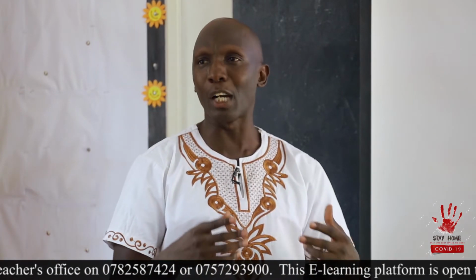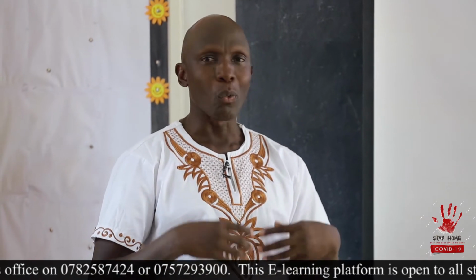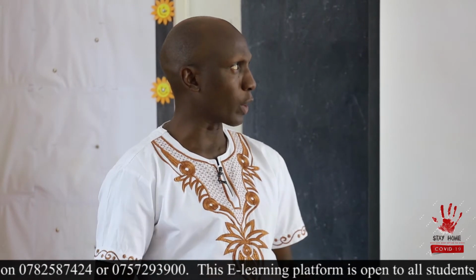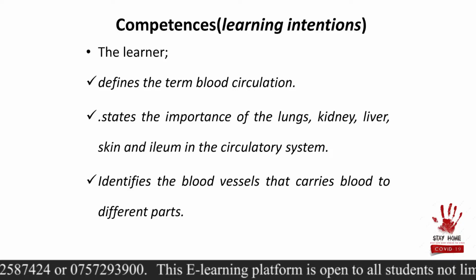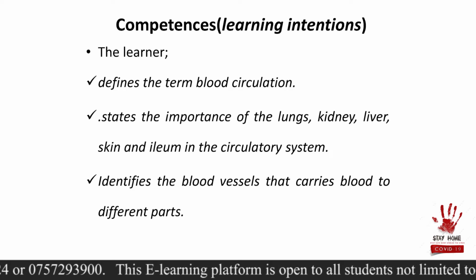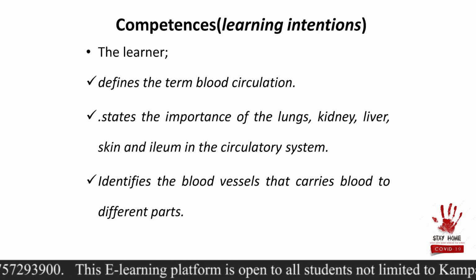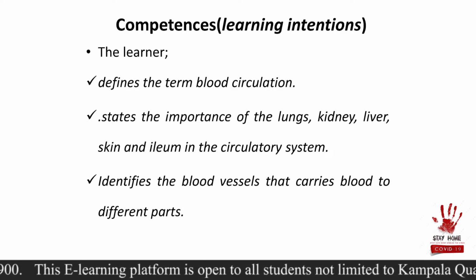So today, children, we are looking at how the blood saturates around the entire body. Last time we were only looking at the heart. Now we want to see where does the blood go? Which blood vessel takes blood where? This is what we are going to look at. So by the end of the day, we are going to see once again the meaning of the word blood saturation. 2, we shall be knowing the importance of other organs like the lungs, the kidneys, the liver, the skin, the ileum, and the saturation of blood.